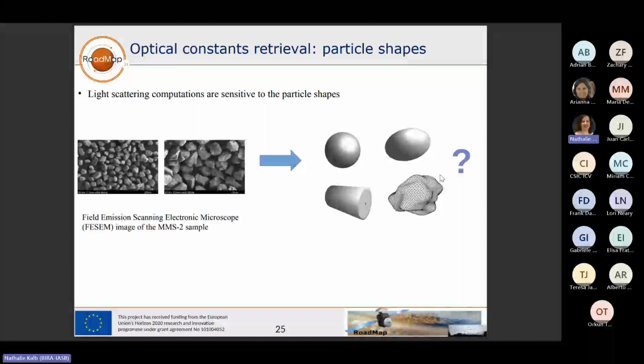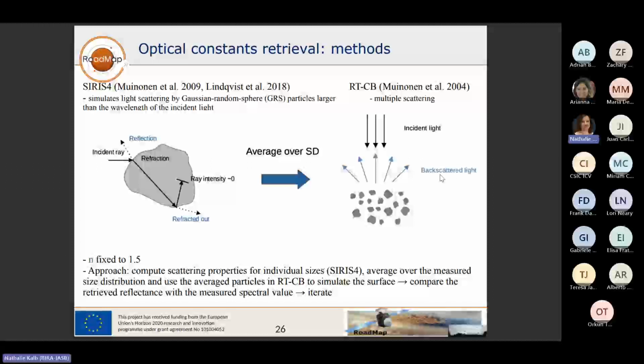So about the modeling part, we know that light scattering computations are sensitive to the particle shapes. And here we have a microscope image of the sample, this is the MMS2 sample. Since previous studies have been using spheres or spheroids or cylinders, we thought it would be nice to try to model with a more complex particle shape that can better describe the complexity of the dust grains. So our first approximation was to use these Gaussian random sphere shapes to model the dust.